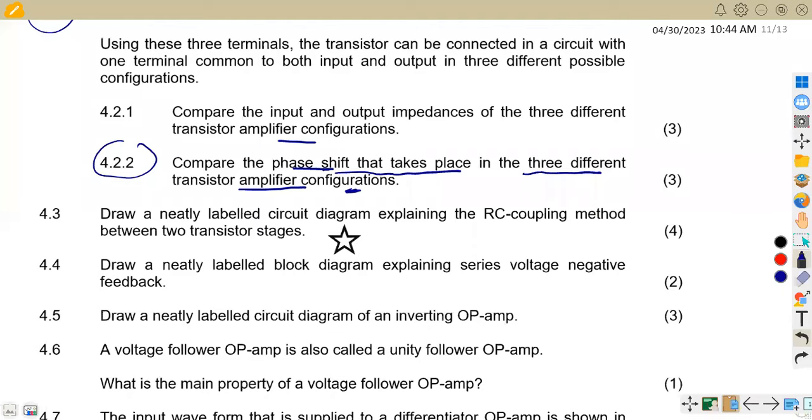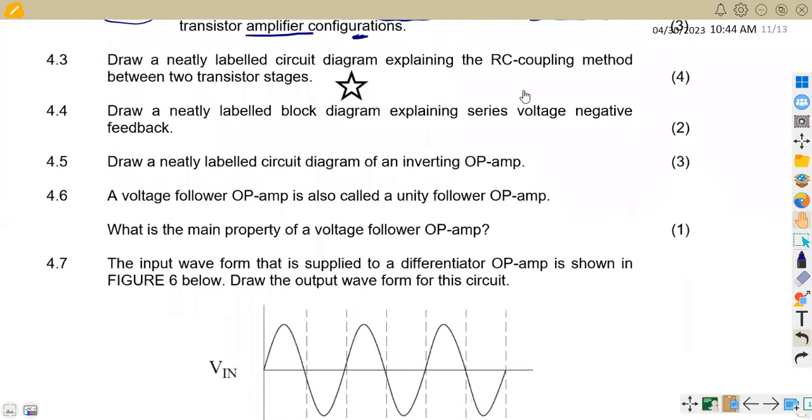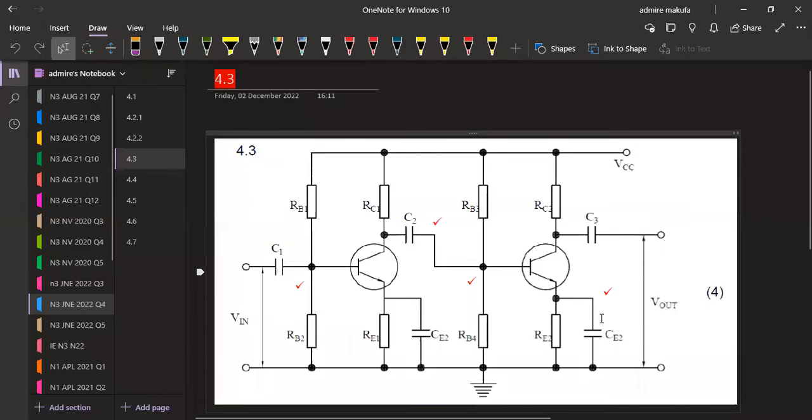So the other part, we are given to draw a neatly labeled circuit diagram explaining an RC coupling method between two transistor stages. That is a coupling method in form of a diagram. Also, this diagram I showed you guys before, so I think now we are used to this. So remember that you must label everything properly, the resistors, the transistors, like this, guys. 4 marks for that, so you can actually obtain your 4 marks from there.